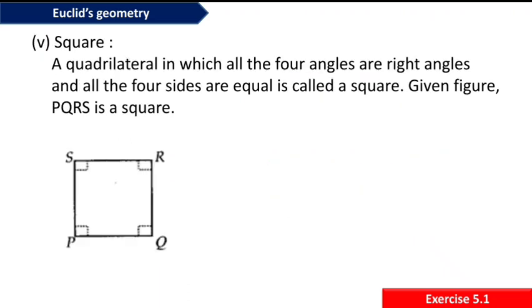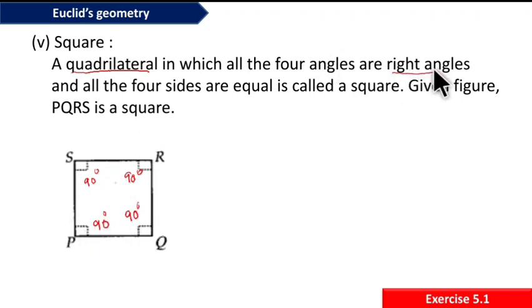Next, square. What is square? We know that square is a quadrilateral, right? So square is a quadrilateral. But how is it different from other quadrilaterals? Here all the angles are right angles, means all the angles are 90 degrees. All the angles are 90 degrees.